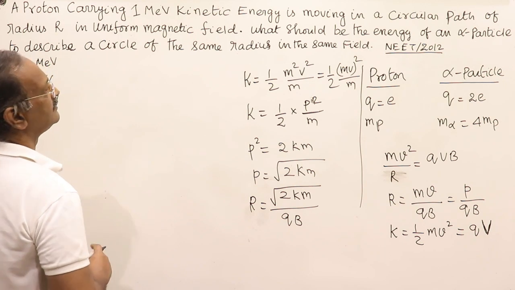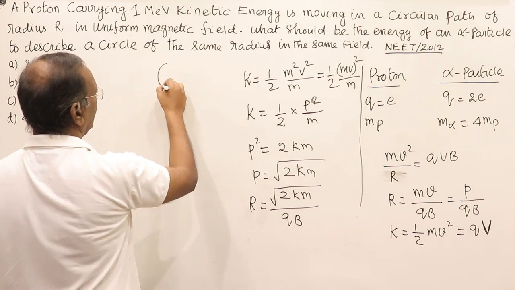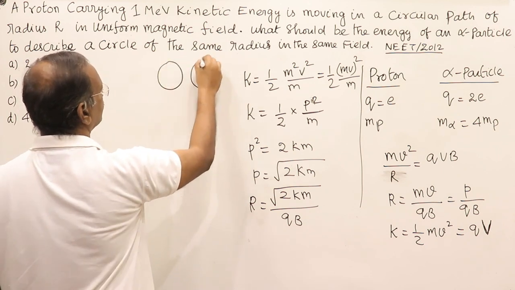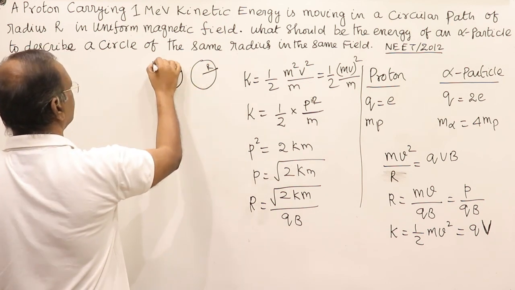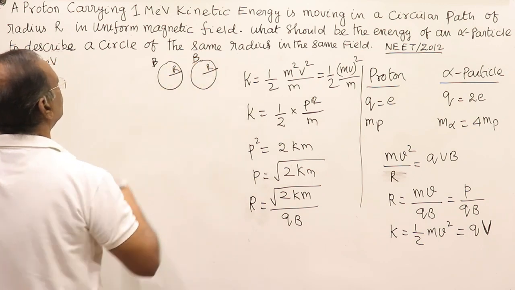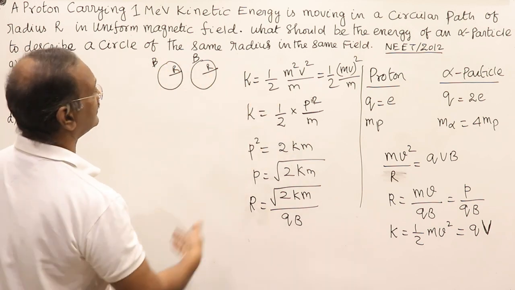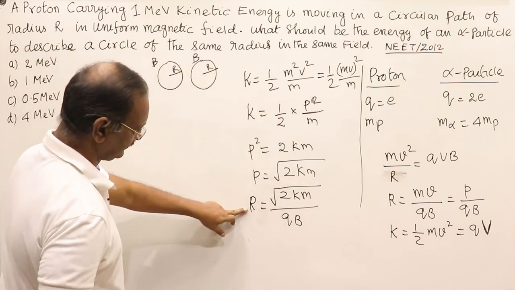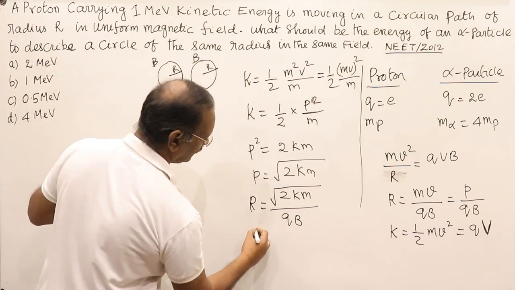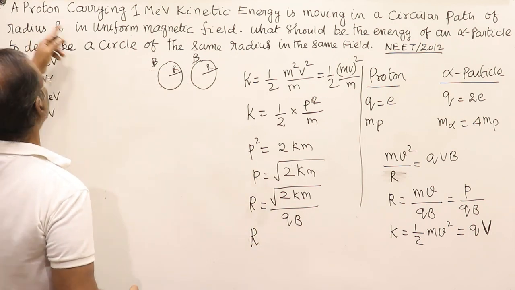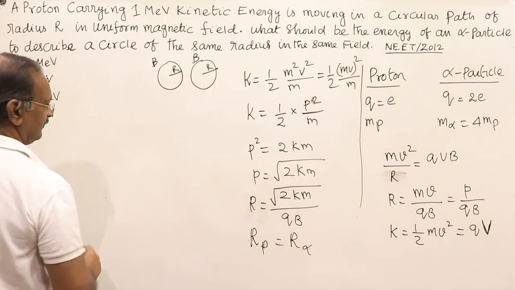Now here the particle is moving in a circular path of radius r. The radius is the same, both our particles have the same radius r, and the magnetic field is the same for both. The question asks what should be the energy of an alpha particle to describe a circle of the same radius in the same field. It means the radius is the same and the field is also the same. So we can say r of proton is equal to r of alpha.